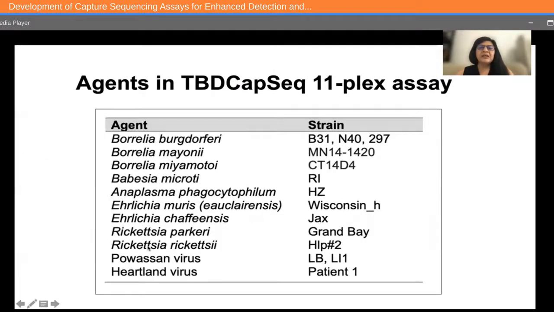These are the agents that are included in the TBD-Cap-Seq 11-plex assay. There are 3 Borrelia species, there's Babesia, Anaplasma, Ehrlichia, 2 Rickettsia species, and 2 viruses, namely Powassan and Heartland virus.